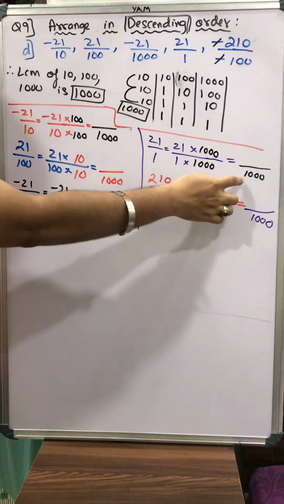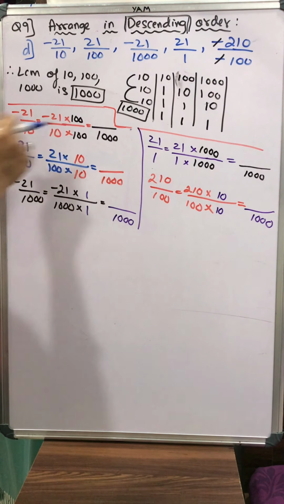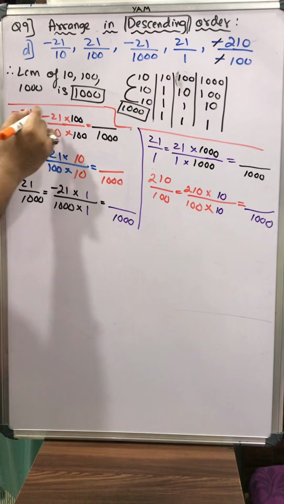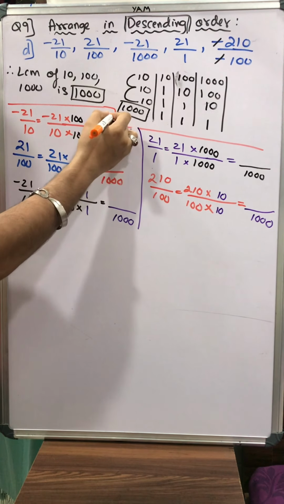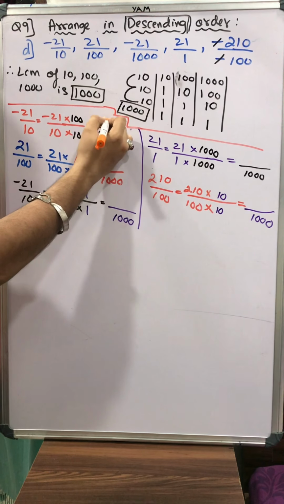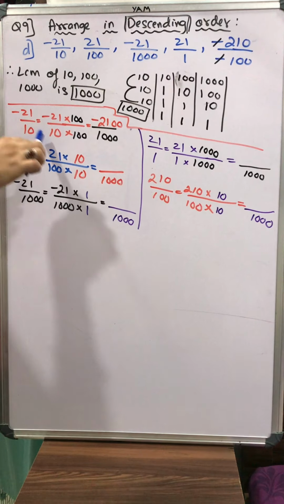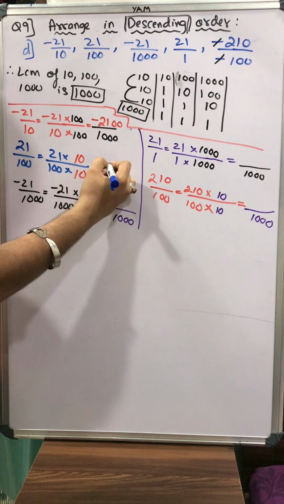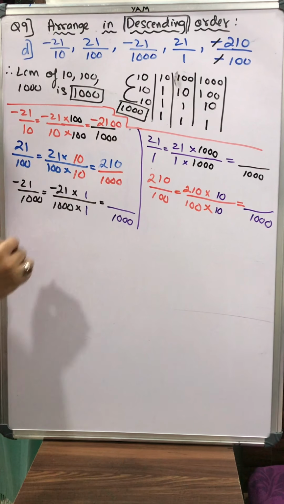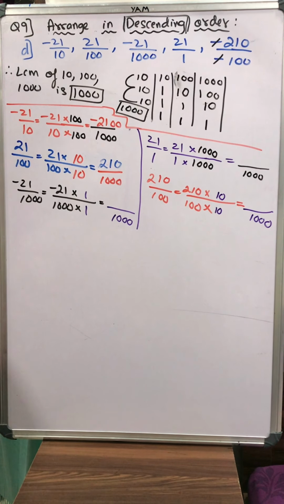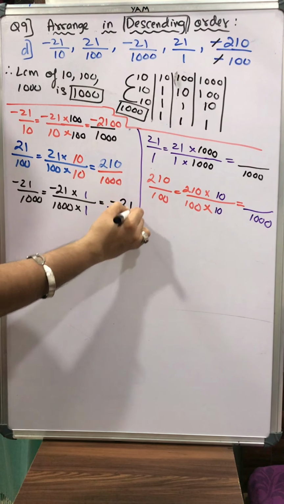1000, 1000, 1000, 1000, 1000. Now let's make the numerators. Let's start writing the numerators. Okay. 21 multiplied by 100 is 2100, but be careful, it's a minus. So minus 2100. Next, I have 21 multiplied by 10, so it's 210. Positive 210. Next, I have same thing, minus 21 ones are minus 21.